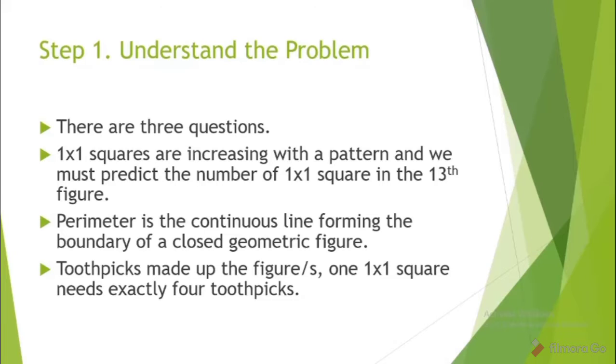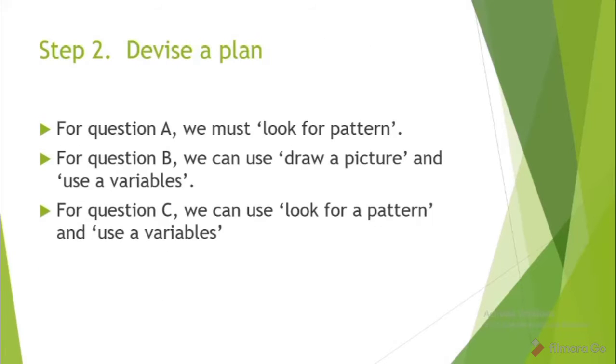And 3, perimeter is the continuous line forming the boundary of a closed geometric figure. So of course we must search for the term because they are looking for the perimeter. We must know what perimeter is. And lastly, toothpicks made up the figures, and 1 by 1 squares need exactly 4 toothpicks. So a toothpick only has a length of 1.